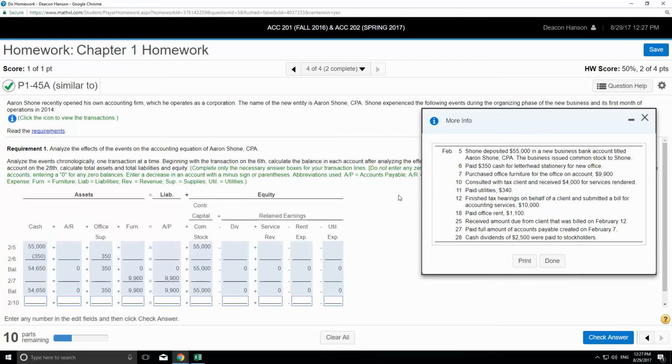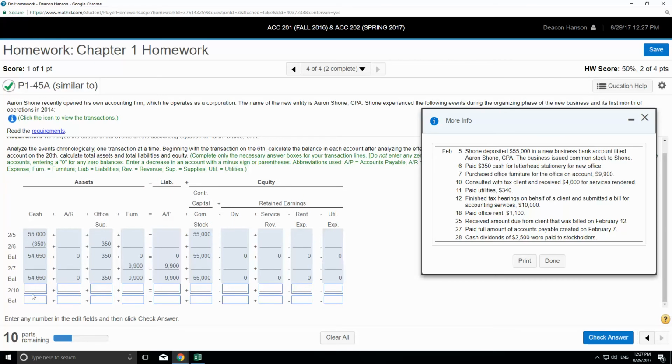Let's see, February 10, consulted with tax client and received $4,000 for services rendered. Okay, so this business is a service business. We have clients that we do tax work for, okay? So what happens is Sean did some tax work and they got paid right away. So it's not a situation where we would be waiting to get paid. So what's increasing? Cash. Cash, good.